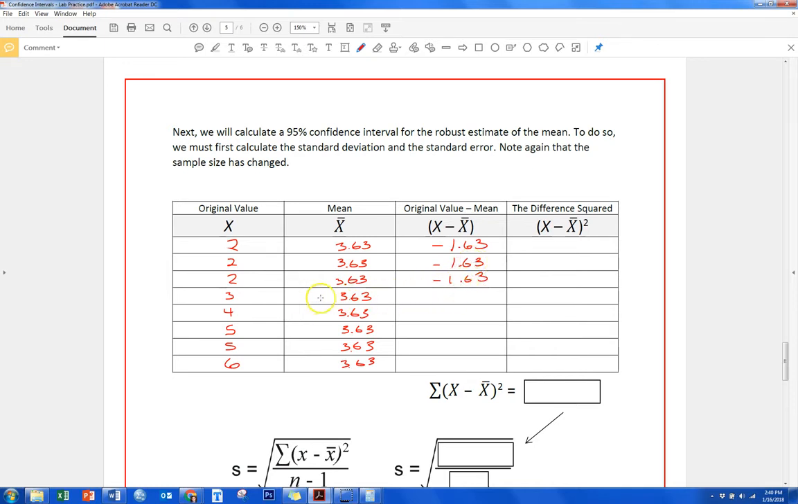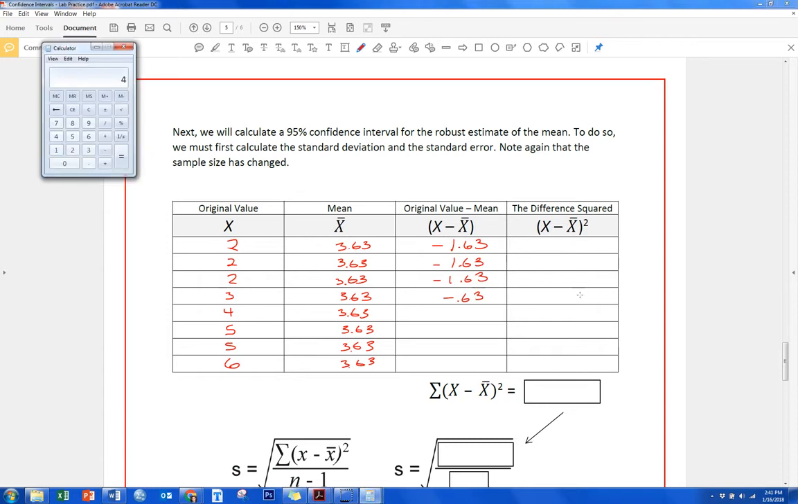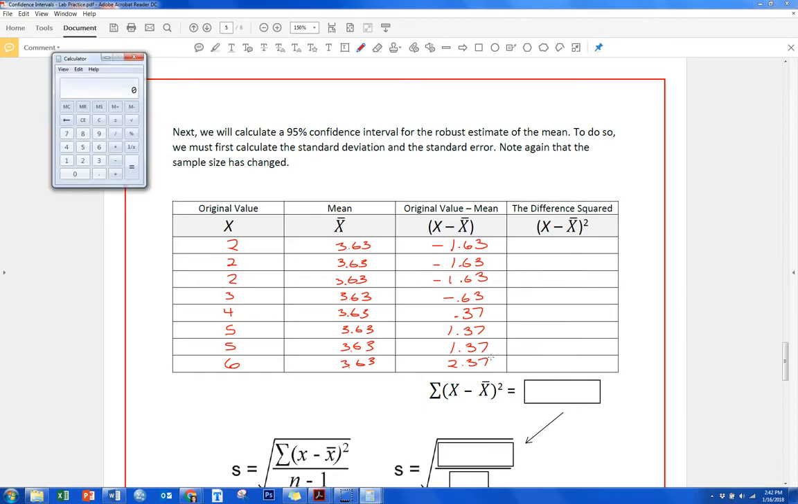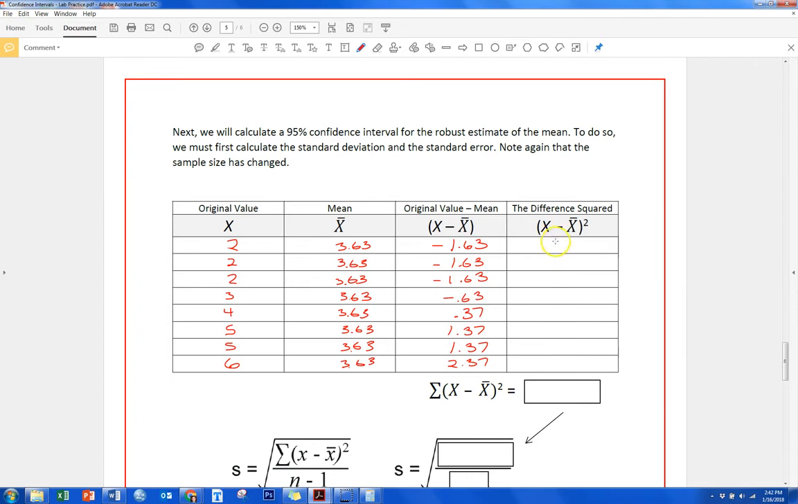What about 3? 3 minus 3.63 will give us negative 0.63. All right. What about 4 minus 3.63 gives us a positive 0.37, and then 5 minus 3.63 will give us 1.37, another one of those, 1.37, and then 6 minus 3.63, right? 2.37. Looks good. Now we need to square these over here in the final column.